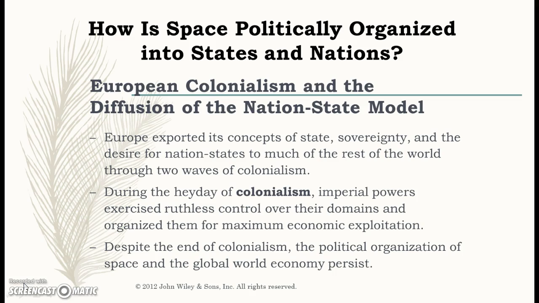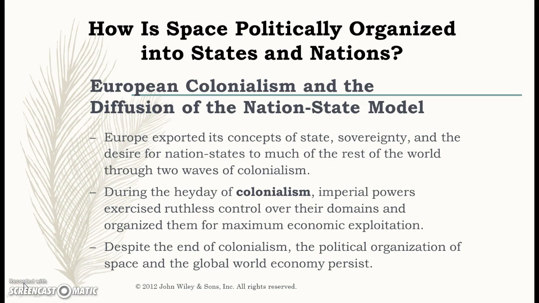So when we're talking about colonialism, part of what you need to understand is that using the colonial system, Europe really exports these ideas of state, sovereignty, and nation states, which again are national groups that have their own country, to much of the rest of the world, really through two waves of colonialism. That earlier wave encompasses North America and some parts of Africa and Asia, and then the second wave ultimately encompasses Africa and much of the remainder of Asia.